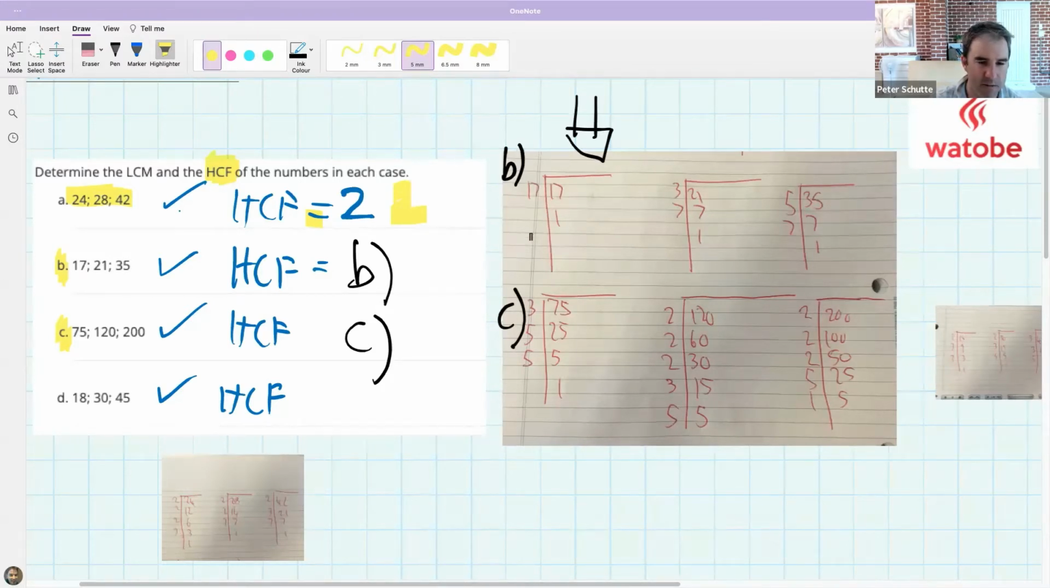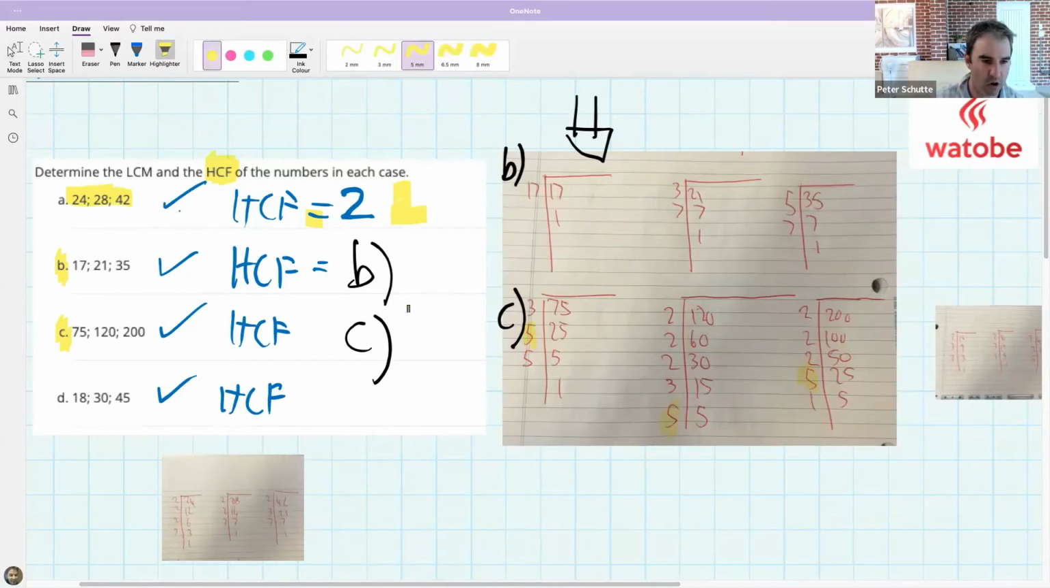Okay, I think B is a tricky one. Well, not tricky one, but it's a bit of a weird one. With C, what do we have in common? Well, we have a 3, no, only in 2 of them, so we take that out. Do we have a 5 in common? We have a 5 here, a 5 here, and a 5 here. Is there anything else in common to all 3 of these?